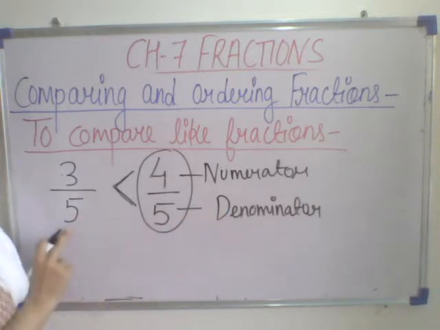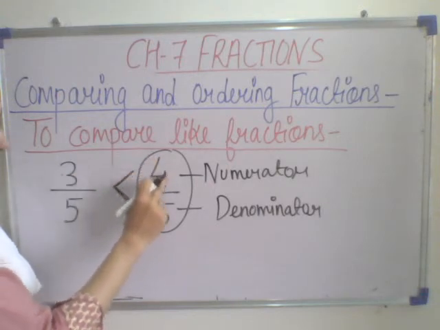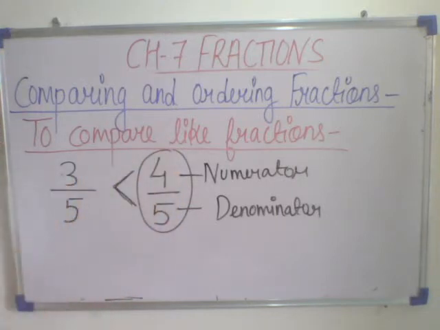The denominators are the same. So for like fractions, you have to see the numerator. Here the numerator 4 is greater than 3. So we can say that this fraction is greater than 3 upon 5.